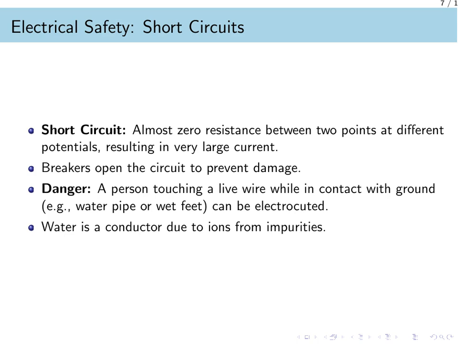For example, touching a frayed cord while leaning on a water pipe or standing with wet feet completes the circuit through the body, which can cause severe electrocution. It is important to remember that normal water is a good conductor of electricity due to the ions from various impurities, making wet environments particularly hazardous.